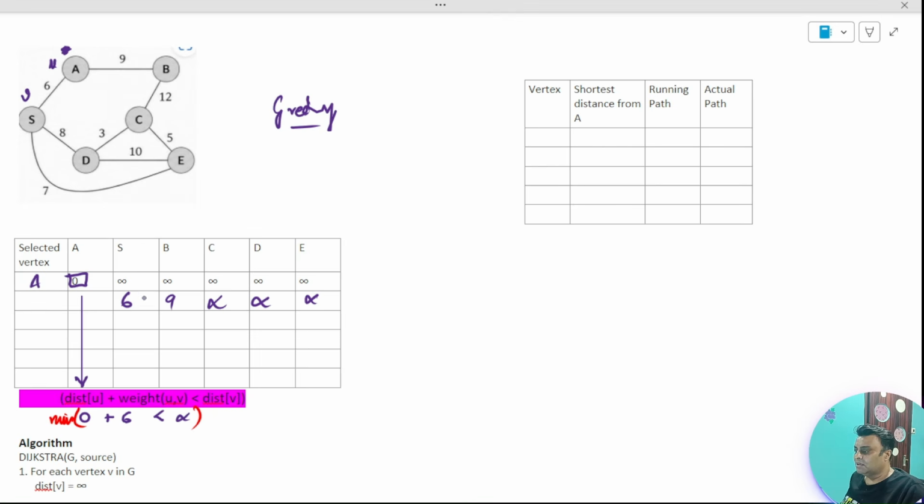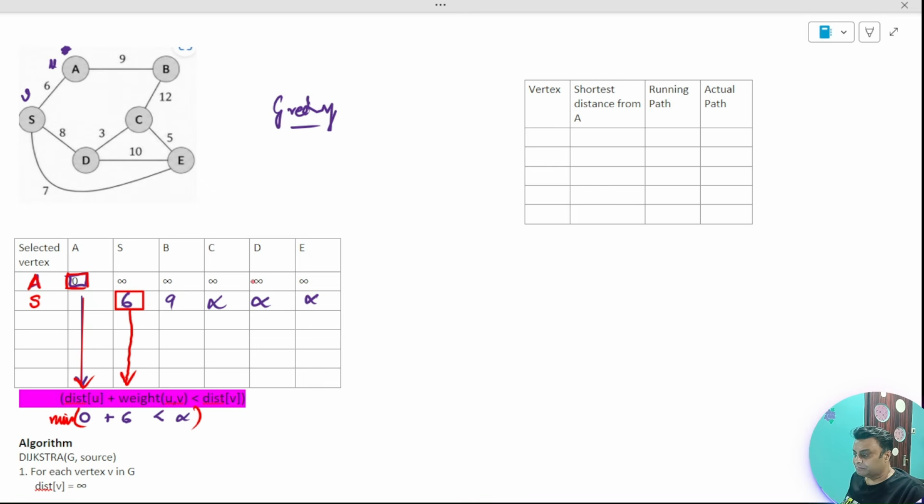Now here, what is the minimum here? The minimum here is S. So I will select S. I will mark this entire column as taken, and I'll say that S is already visited. Right? Got it. So this is done.